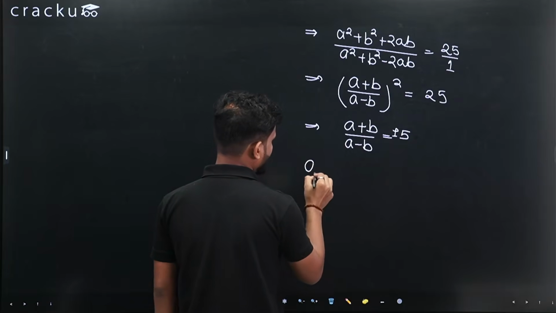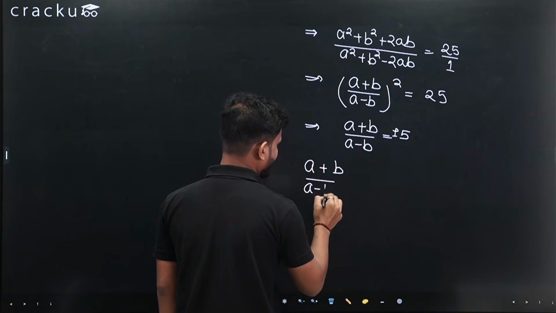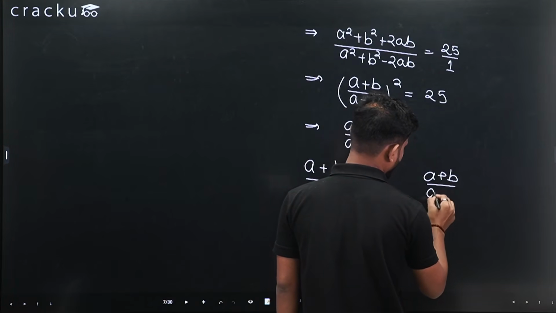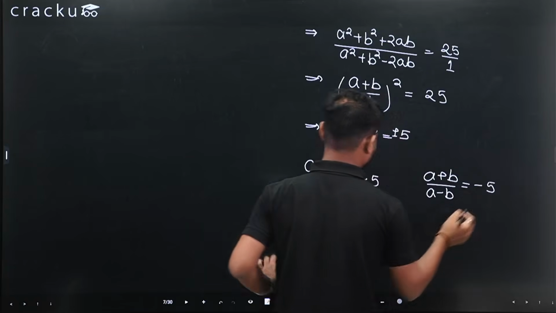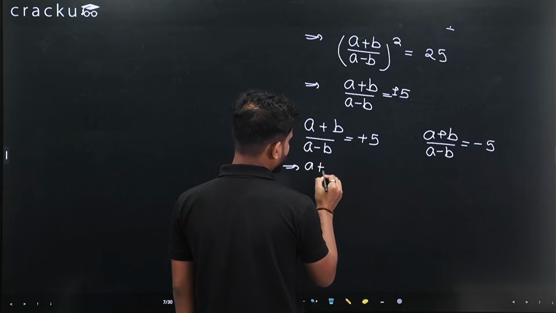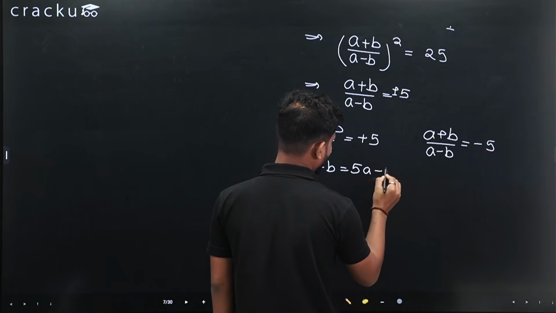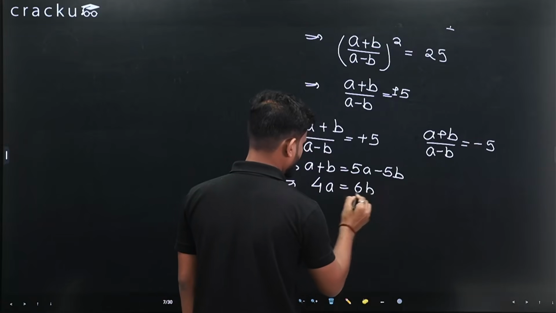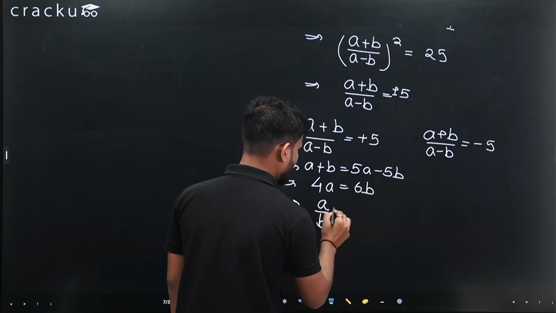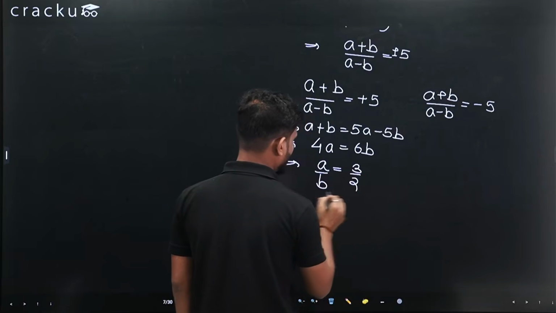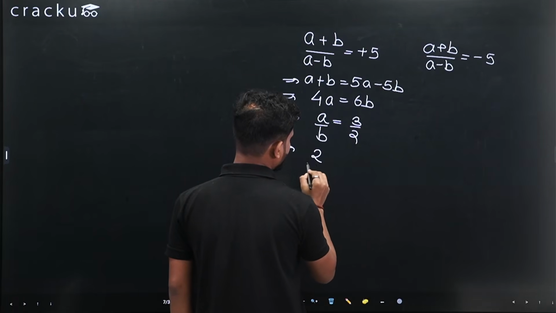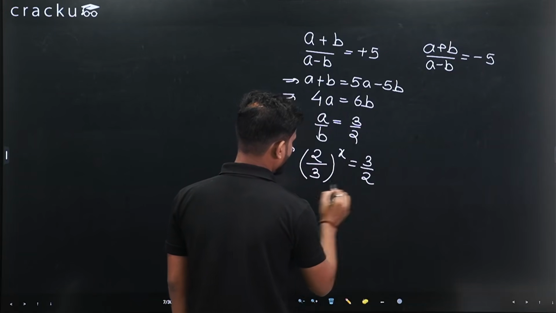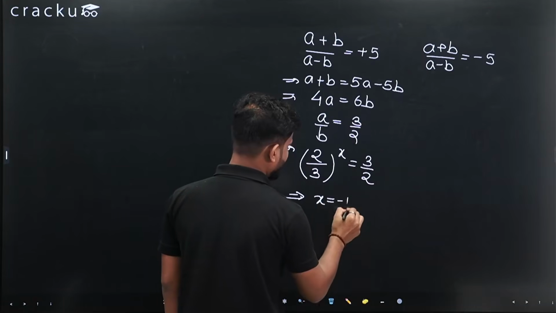If it is plus 5, you can write a plus b upon a minus b is equal to plus 5, or a plus b upon a minus b is equal to minus 5. From here you get a plus b is equal to 5a minus 5b, or 4a is equal to 6b, or a by b is equal to 6 by 4, which is 3 by 2. Or from here, what was a? A was 2 raised to x, b was 3 raised to x. 2 by 3 raised to x equal to 3 by 2. From here you get x equal to minus 1.